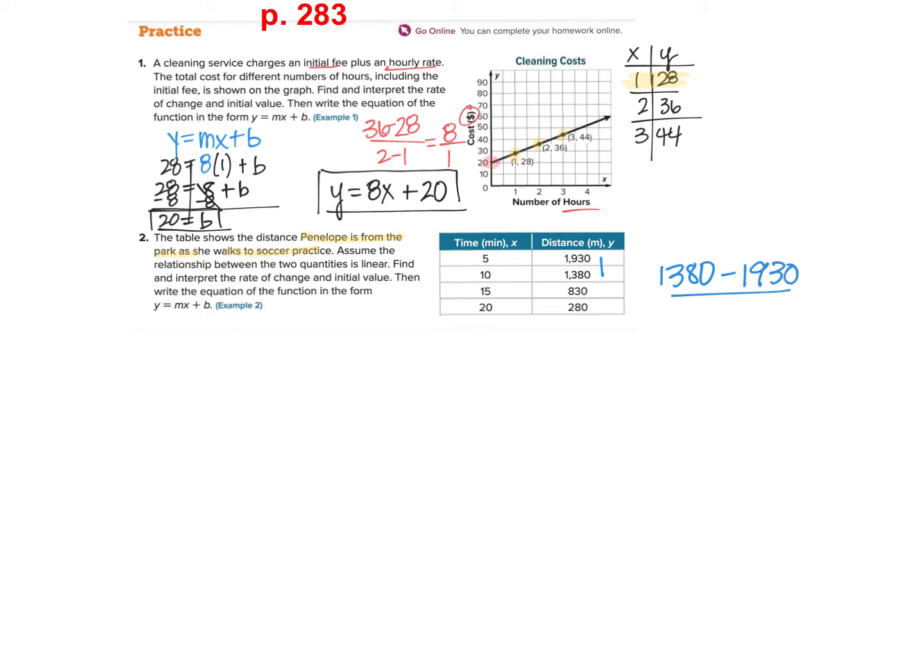Okay, so I did this bottom one minus the top one, and then I'm going to do 10 minus 5. Now I have to go in the same order. So I did this one minus this one, so I have to do 10 minus 5. Okay, well, I know 10 minus 5 is 5.